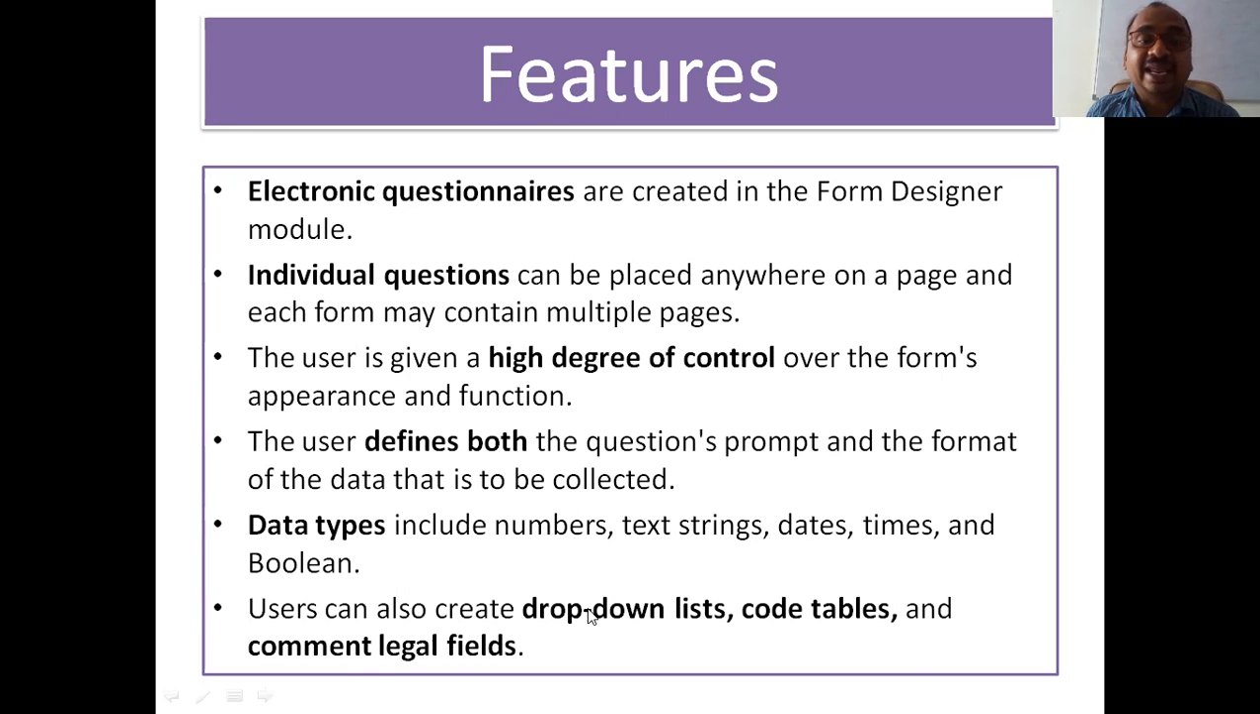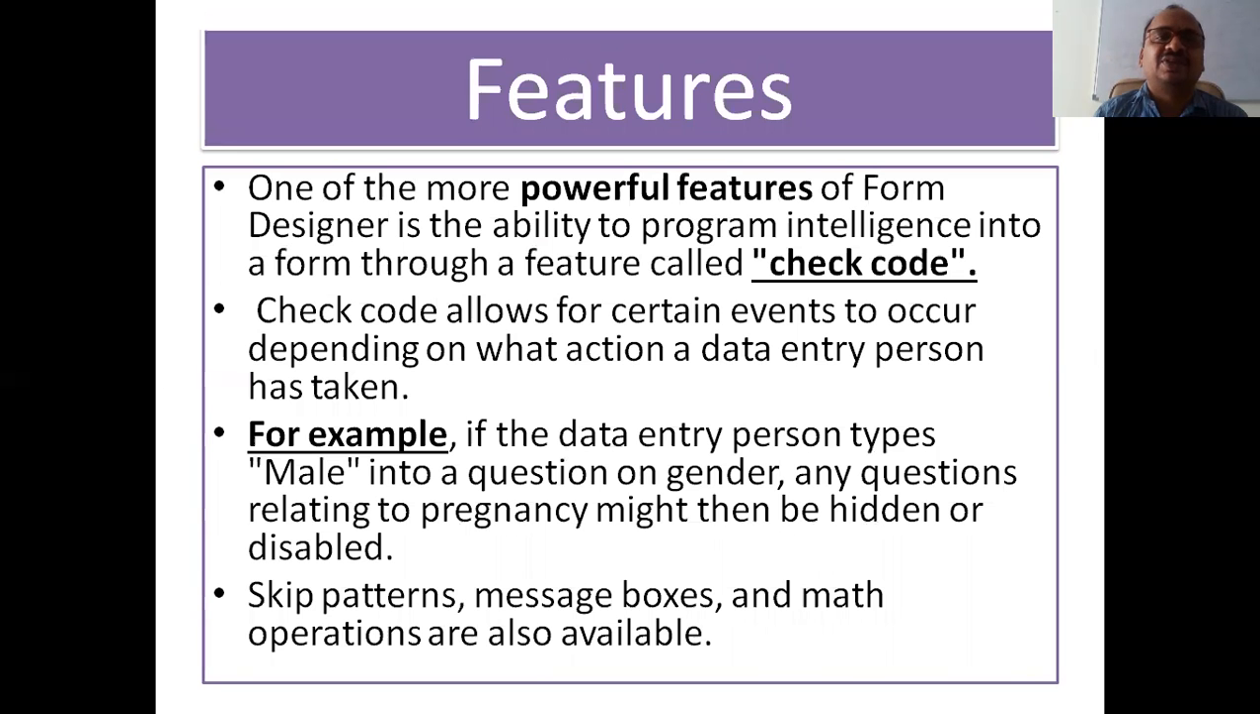And you can create the drop down list also. What is your place? India. They will give options: India, Australia, America, like that. They will give a list, a drop down menu. If you click on India, again they will show one more drop down: state. Andhra Pradesh, Telangana, or Karnataka, or Tamil Nadu. Like that, drop down list is also available. Code tables are also available. Whatever you want, you can design.